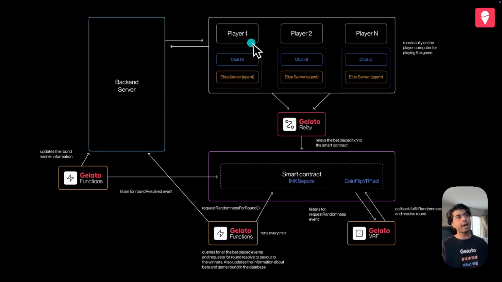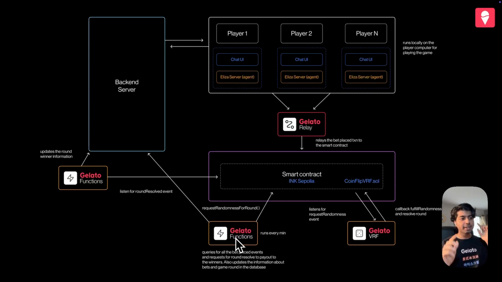Like I mentioned, you have the set of players that spin up the agent locally with the chat UI. So player one, player two, player N. There could be as many players as you want. This game is multiplayer. Players run this locally on their computer, and they send out prompts about placing their bets, which are then relayed through Gelato Relay, which helps them place the bet to the smart contract, which is deployed on Inksapolia. Then we have a Web3 function which runs every minute, and this is queuing for all the bets placed in the last 1 minute.